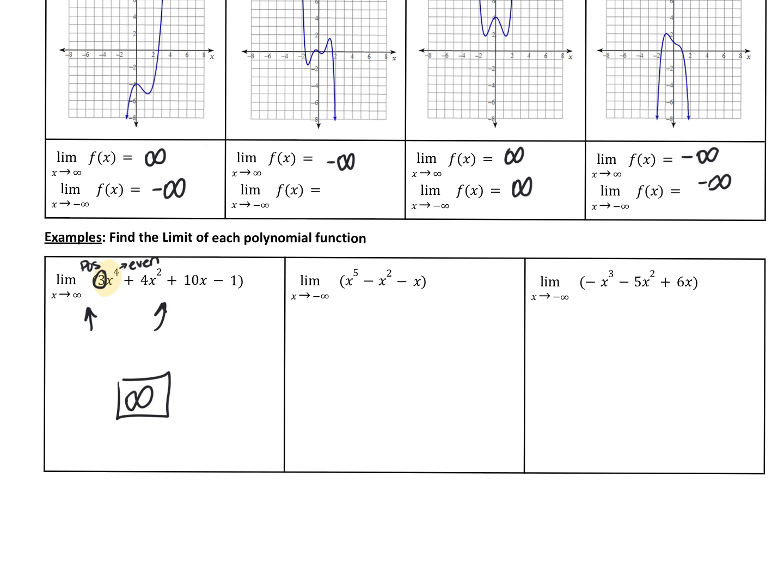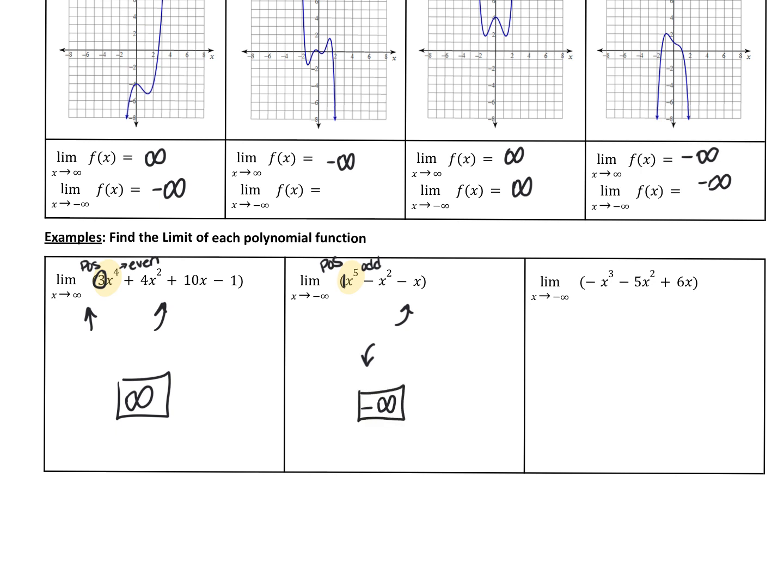The next one, highest power is 5. So x to the 5th, 5 is odd. And the leading coefficient is 1, which is positive. So odd positive is up and to the right. This guy goes down. So as x goes to negative infinity this time, as x goes to the left, the graph is headed down. So we could say negative infinity.